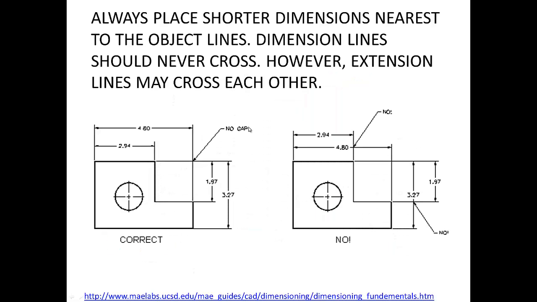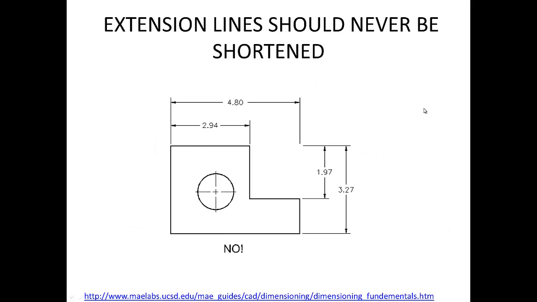Always place the shorter dimension nearest to the object lines, and dimension lines should never cross. Sometimes the extension lines may cross each other. So the left view is just fine because first we have the shorter one and then the bigger one, shorter, then the bigger one. Here it's not good because we have the bigger one first and then the shorter one, so they're overlapping. This is not correct. And the same way here, we have the bigger one first and the shorter one second.